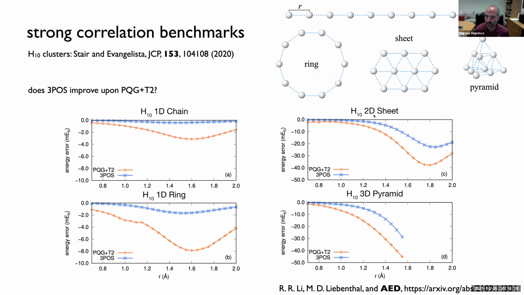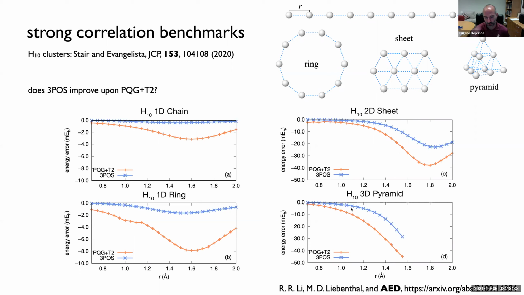But then again, the sheet and the pyramid geometries are much more difficult to describe. And so here I'll just note that my postdoc Rain stopped calculating these curves at around 1.5 angstroms because there's a state crossing in the full CI that complicates the analysis. But anyway, the point is 3-pos does clean up the errors from the T2 conditions, but not nearly as much as we would have expected.